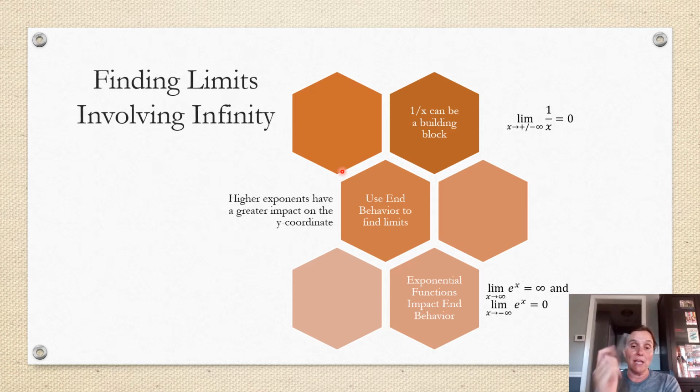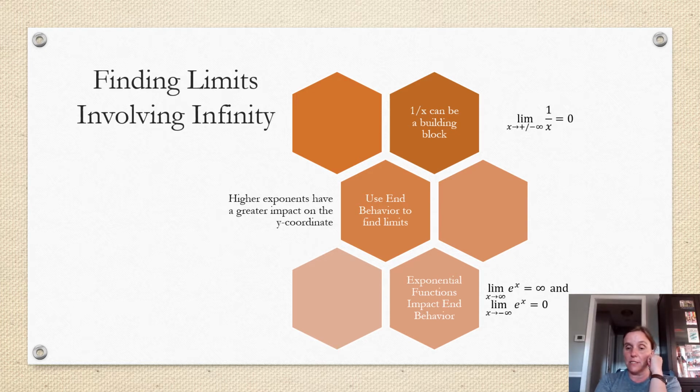The other tool I can use is what I call end behavior. And for end behavior, big exponents have a bigger impact on the y-coordinate than small exponents. So x to the third is going to be more powerful than x squared. Even 100x squared is less powerful than negative 3x cubed. Negative 3x cubed has a way bigger impact on your y-coordinate than 100x squared as x gets very, very big.